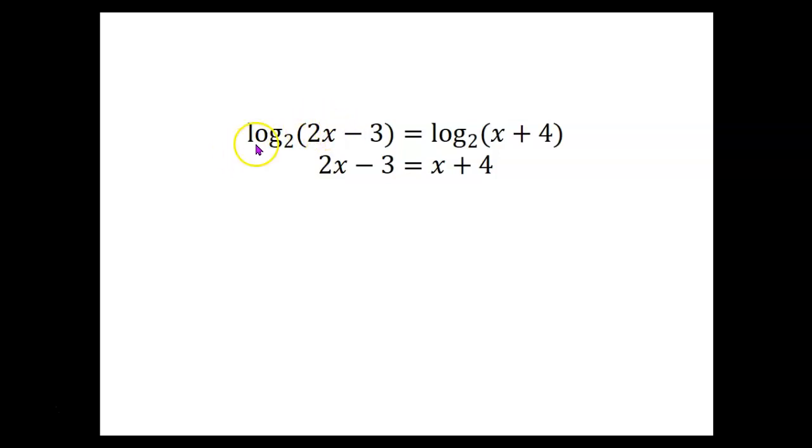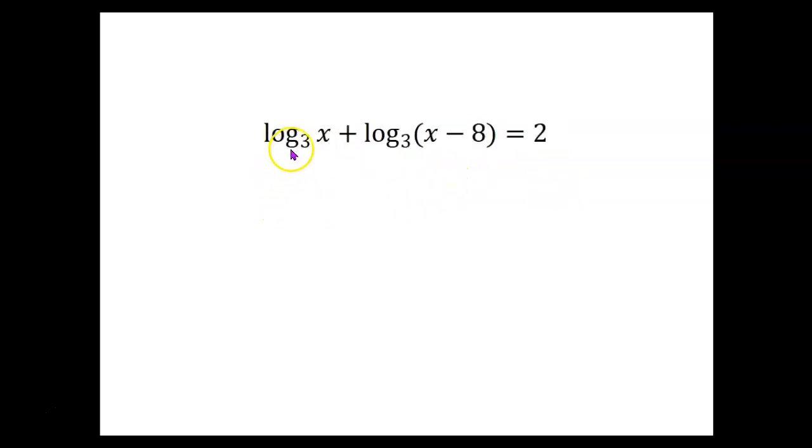So 2 to the log base 2 of 2x minus 3 is just 2x minus 3. On the other side, 2 to the base 2 log of x plus 4 is just x plus 4. So now we just have to finish solving 2x minus 3 equals x plus 4. Subtract x on both sides, add 3 to both sides, we get x equals 7. And of course that does work, because then we have base 2 log of 11 equals base 2 log of 11.